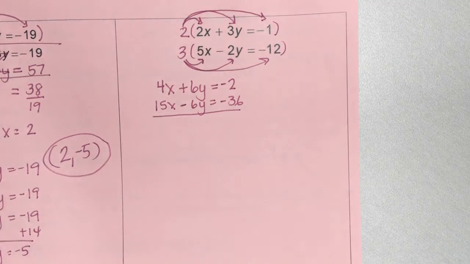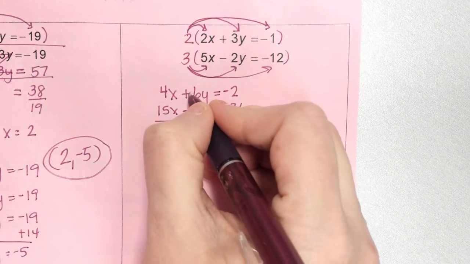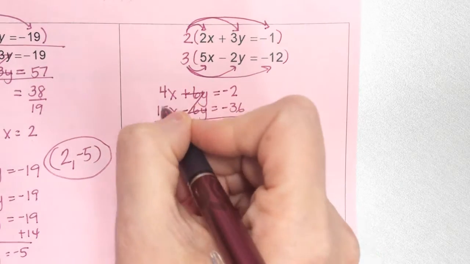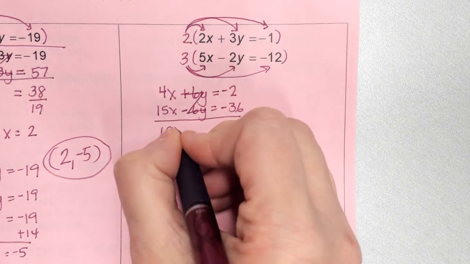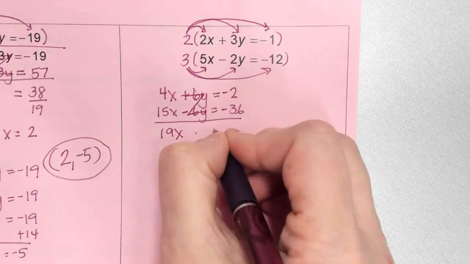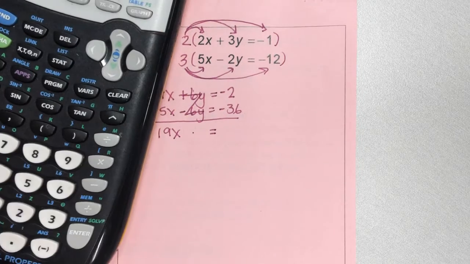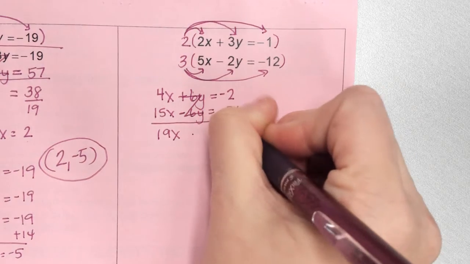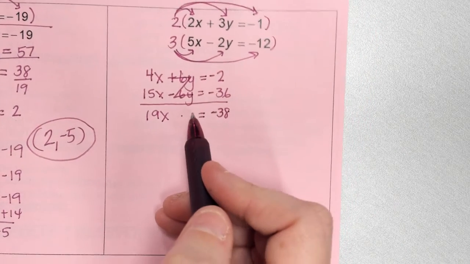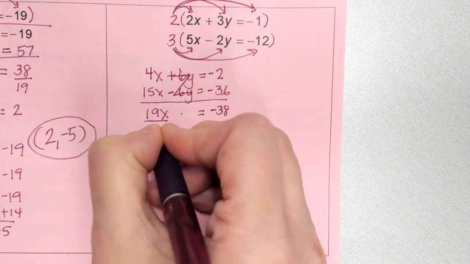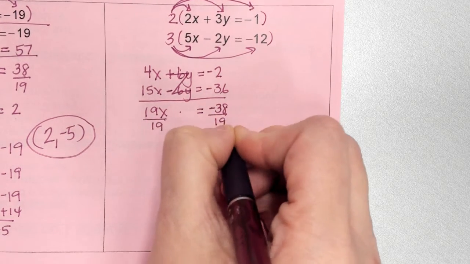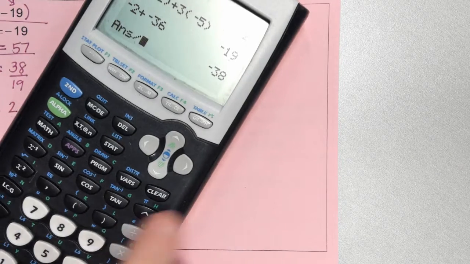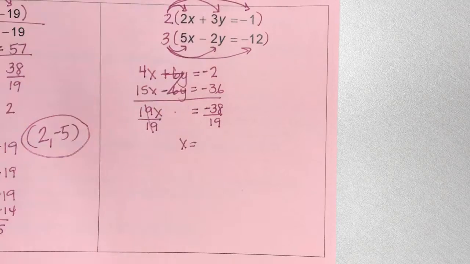Okay, so now that I have this zero pair here, I can zero it out. So my 6 and my negative 6 zero away, and I start combining. 4 and 15 is 19x. That zeroed away. My equal sign comes straight down, and negative 2 and negative 36 is negative 38. Again, you could put this in the calculator if you want to, but you don't have to. I divide by 19 because I'm trying to get 1x. I get x equals negative 38 divided by 19, which is negative 2.